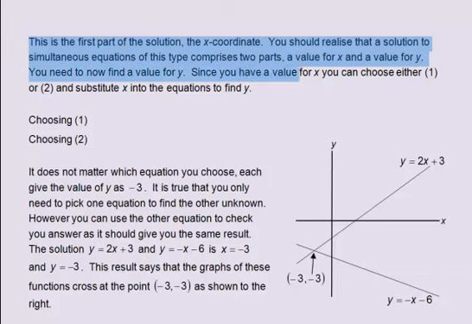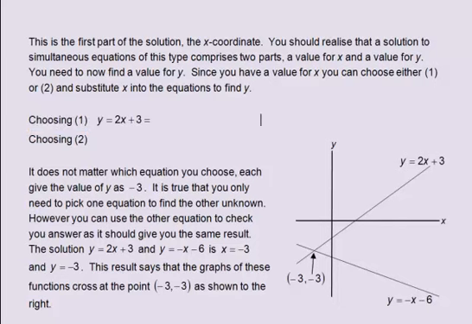Since you have the value for x, you can choose either equation 1 or 2 and substitute x into the equations to find y. Choosing equation 1, y equals 2x plus 3, which equals 2 multiplied by minus 3 plus 3 when x is equal to minus 3, which equals minus 6 plus 3, which equals minus 3.